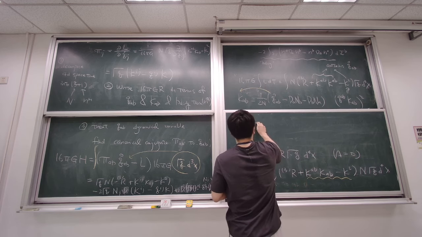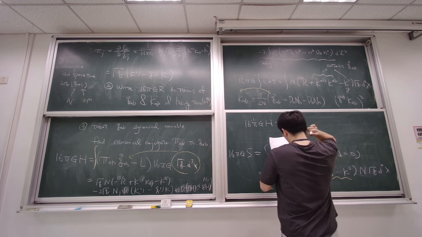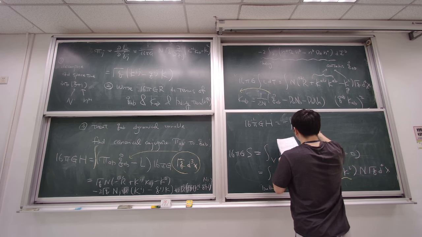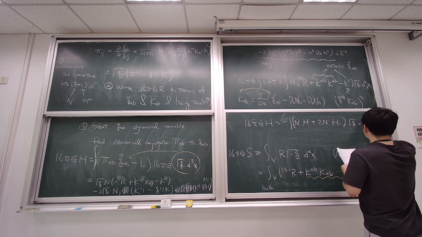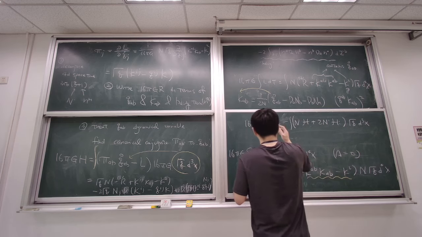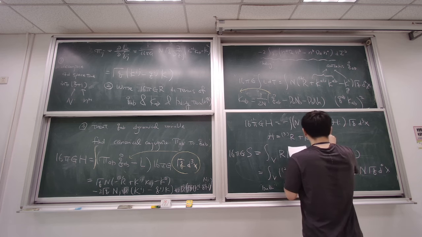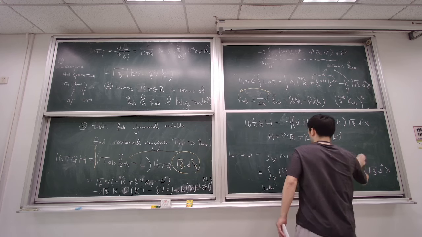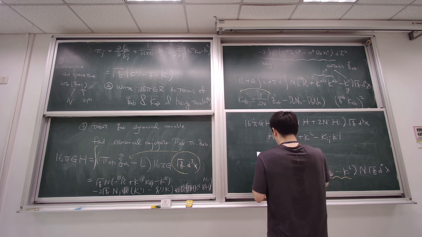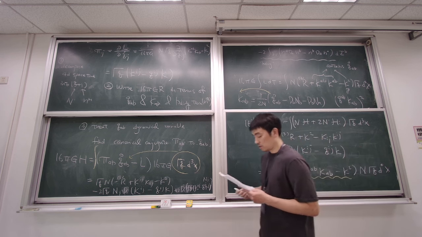what we get is 16 pi G as a normalization, and the Hamiltonian is given by minus N H plus 2 N^i H_i, such that H is equal to 3R, which is the scalar, plus K squared minus K_ij K^ij, and then H_i is equal to D_j K^j_i minus D_i K. Okay, so those are bulk terms.